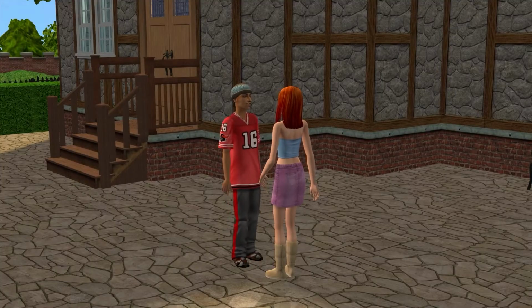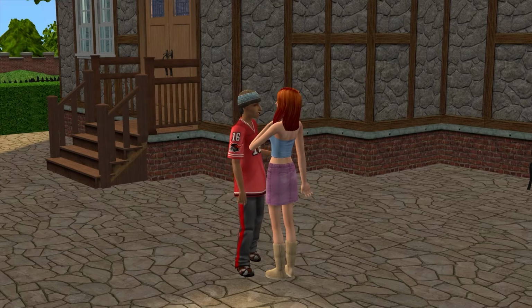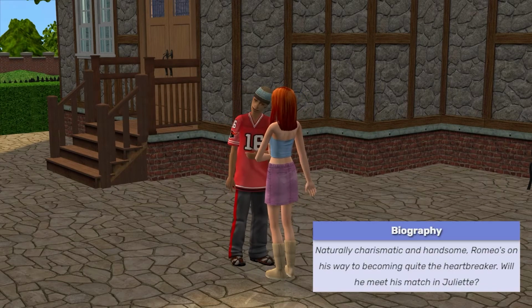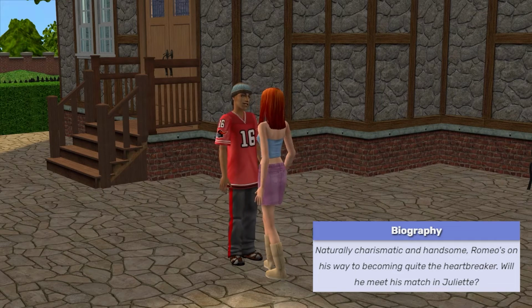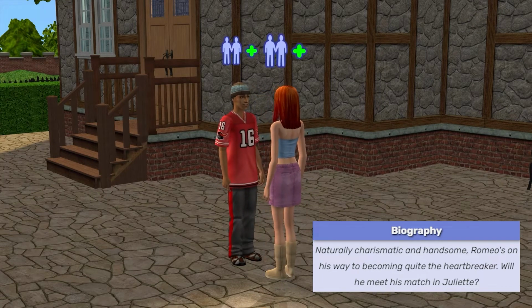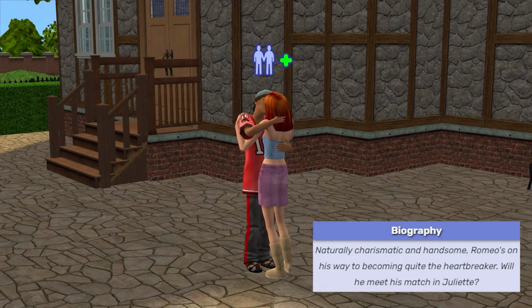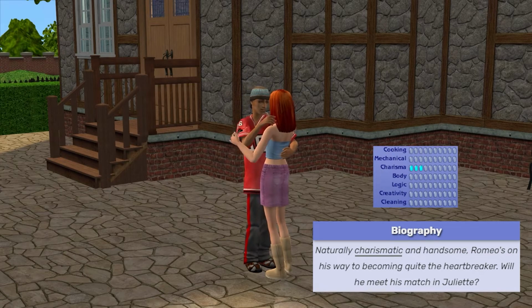The Sims 2 really embraced that side of the character. Romeo's Sims 2 bio says, "Naturally charismatic and handsome, Romeo's on his way to becoming quite the heartbreaker. Will he meet his match in Juliet?" He does have 3 points in charisma, by the way.